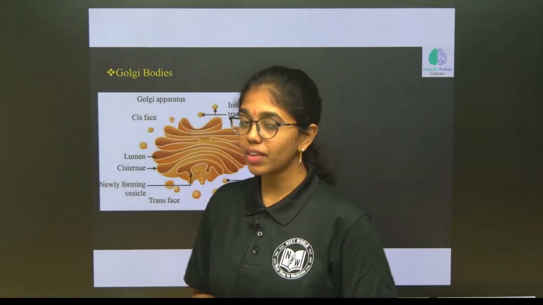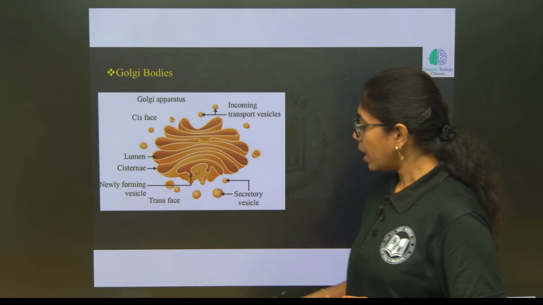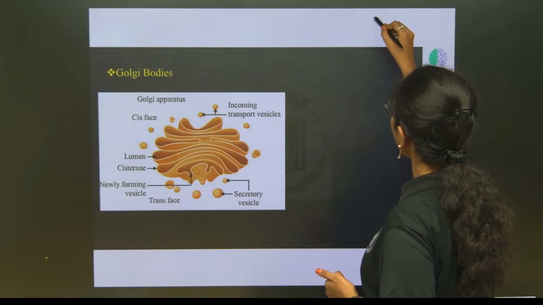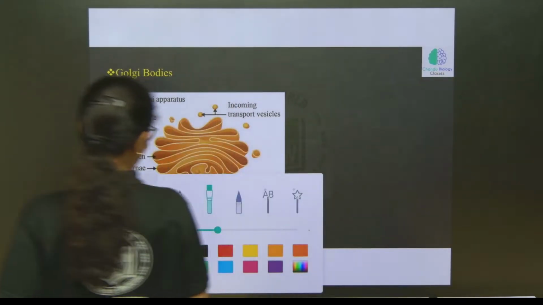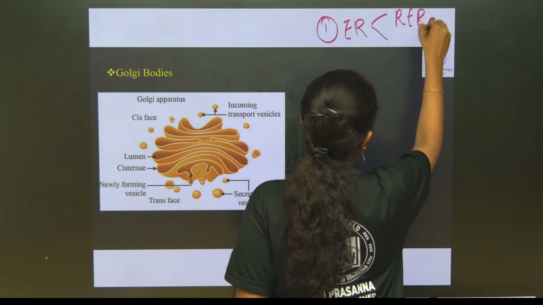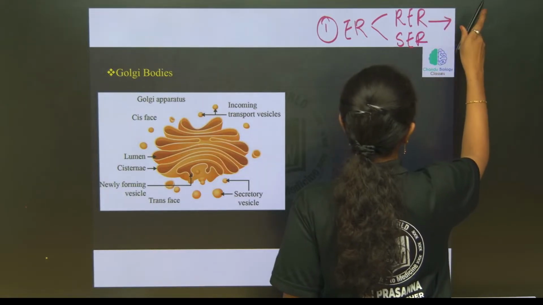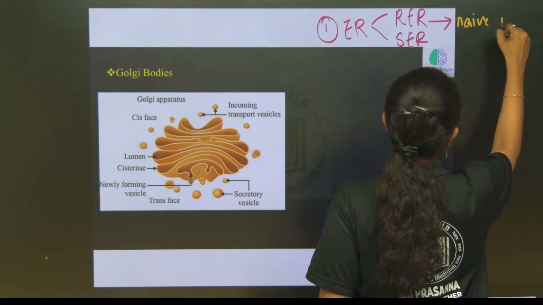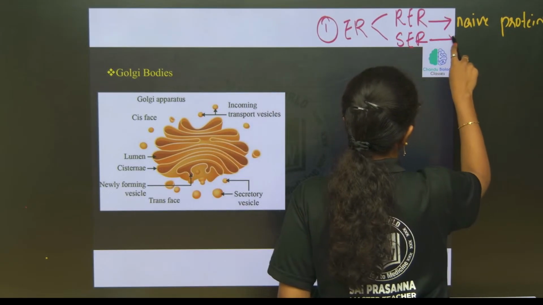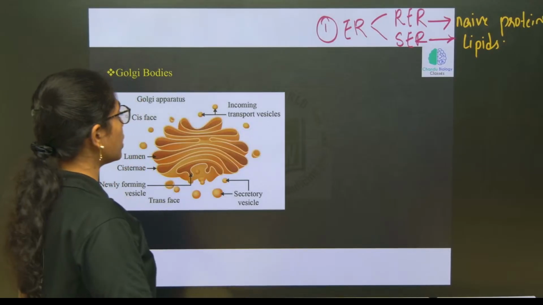So yes, in our previous session we have clearly dealt with two organelles which are included in the endomembrane system. The first organelle is what? Endoplasmic reticulum, both rough endoplasmic reticulum and smooth endoplasmic reticulum, where rough endoplasmic reticulum will be synthesizing naive proteins, which are inactive proteins or the proteins which are just synthesized, and smooth endoplasmic reticulum is involved in the synthesis of lipids.